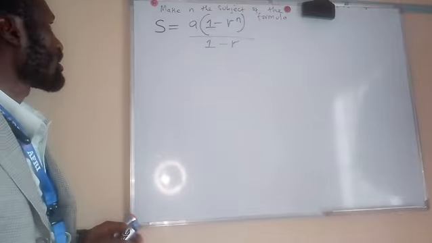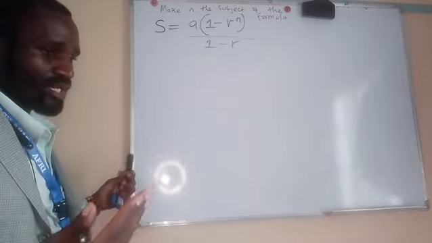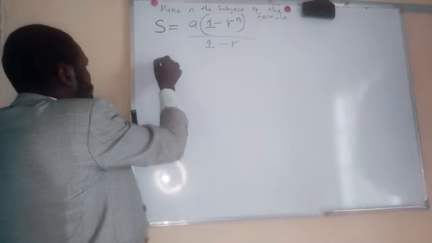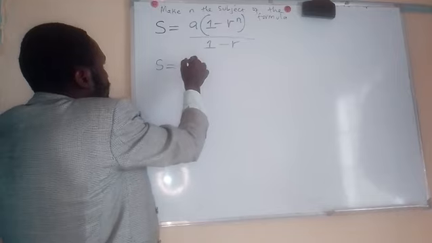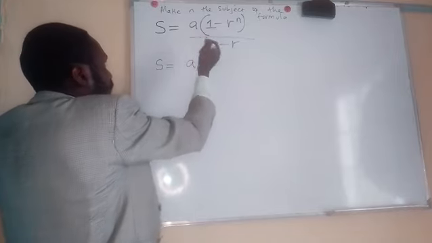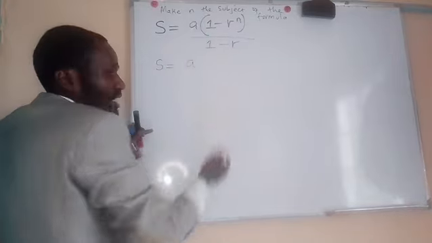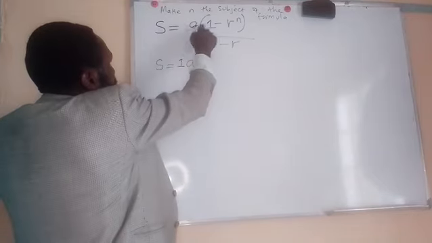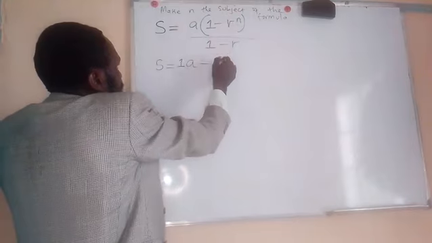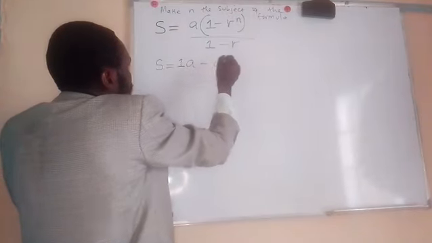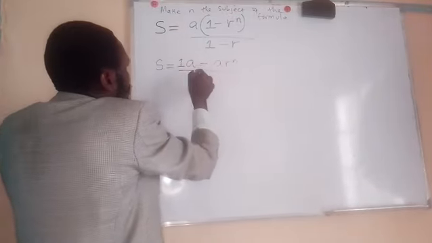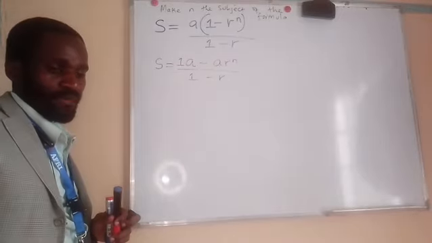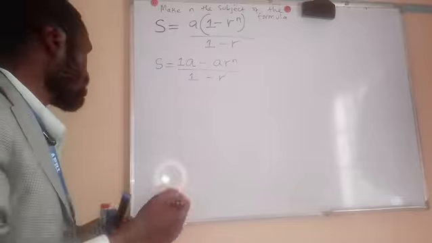So what do we do then? We are supposed first to open the bracket where necessary, and we shall start and say S is equal to A. Why A? A times 1 is just A. You can say 1A. Less A times R raised to N, that gives us A R raised to N. Then we shall divide all through by 1 minus R. There's no square, there's no square root, we shall just proceed with the working.